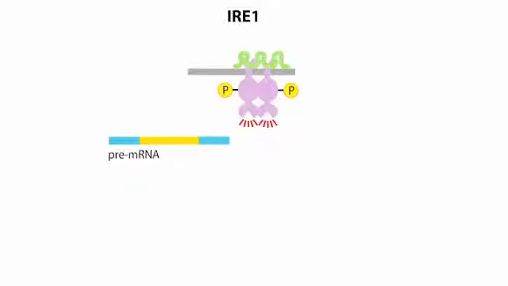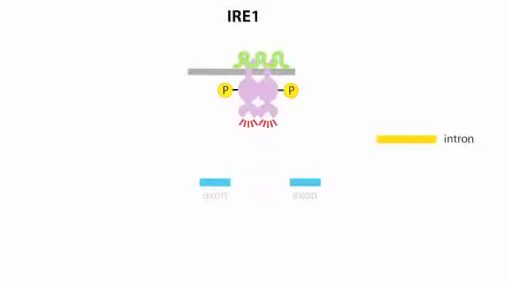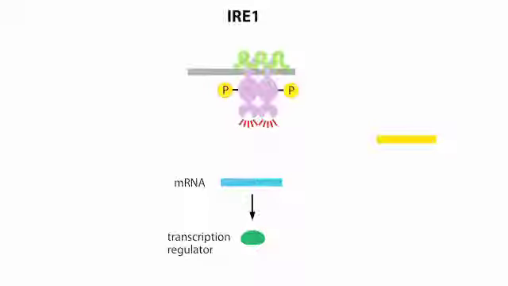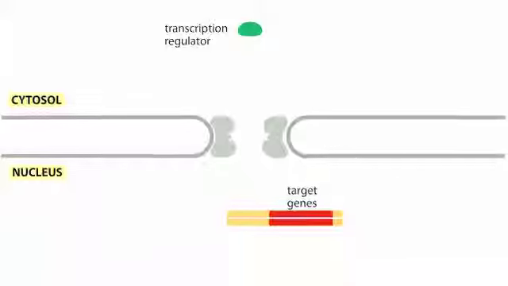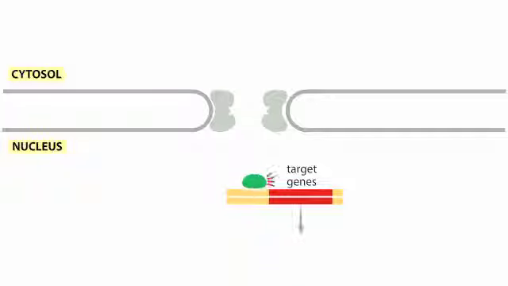The active RNase domain can now cleave a specific cytosolic mRNA molecule at 2 positions, excising an intron. The exons are joined by an RNA ligase. The spliced mRNA is then translated into an active transcription regulatory protein. The transcription regulator enters the nucleus and activates the transcription of target genes that will expand the ER, increase its protein folding capacity, and enhance degradation of misfolded proteins.